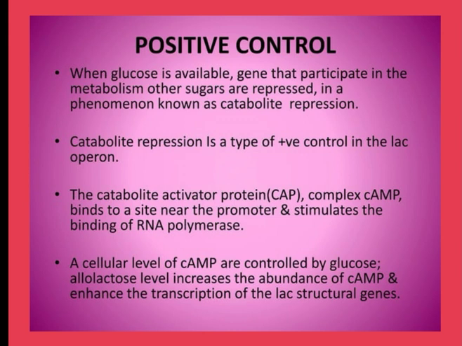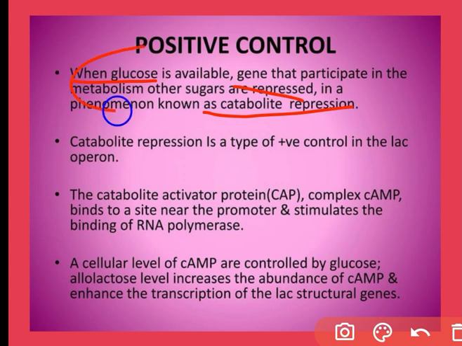When glucose is available, glucose is a simple sugar. The bacteria love glucose most rather than lactose, because it is a simple sugar and bacteria prefer this sugar first. So when glucose is available, the genes that participate in the metabolism of other sugars are repressed, and this phenomenon is known as catabolic repression.